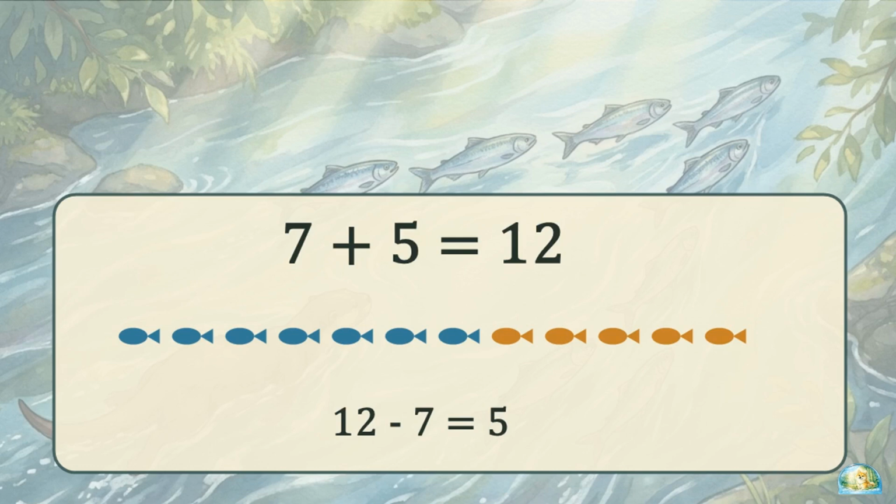7 plus 5 equals 12. By finding the missing part to add, you successfully calculated 12 minus 7. So 12 minus 7 equals 5. 12 minus 7 equals 5 because 7 plus 5 equals 12.